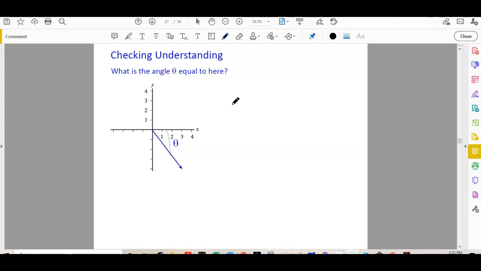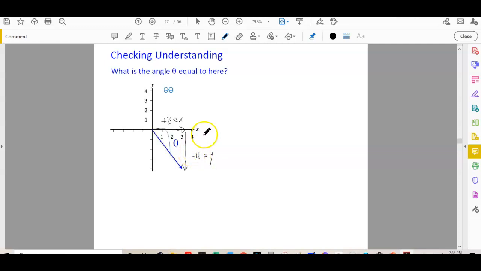SOHCAHTOA is another analogy to that. Okay? So go ahead and try that out. All right. Well, this is the same problem as the last problem. So again, this vector that's pointing down and to the right is actually a +3 vector, and it's a -4 vector. Okay.